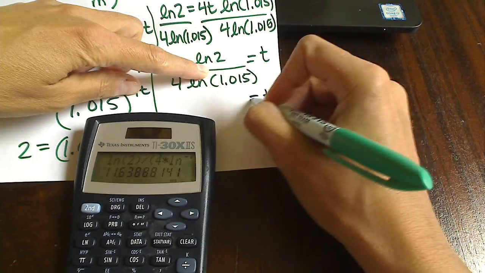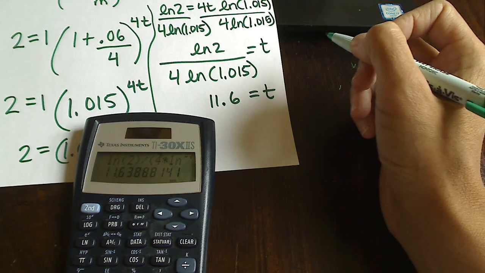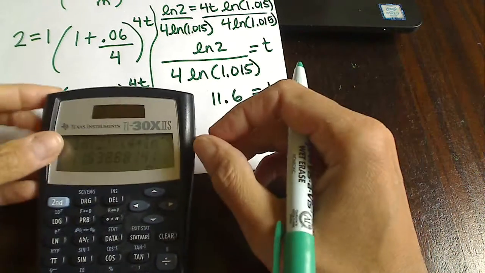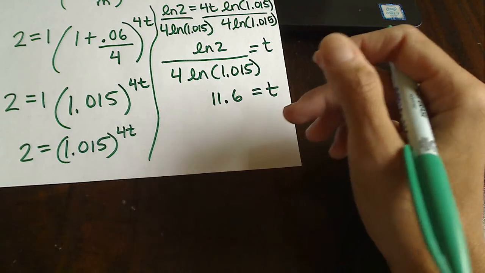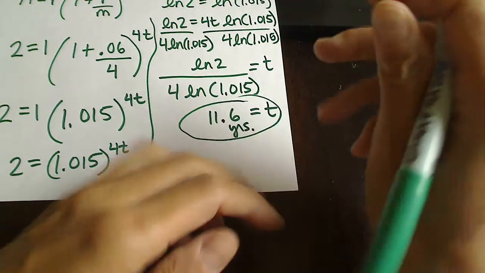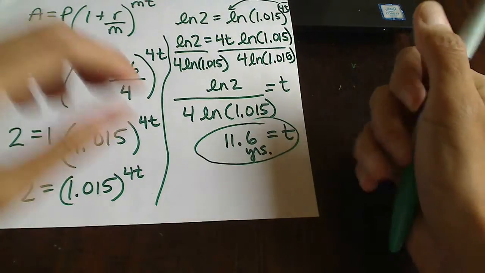And so we get a time here of 11.6, and I forgot to look at the directions on this problem to see what they were asking for in terms of how to round this. They might want you to round it up to a total number of years, but this is years. Okay, so time to double here is 11.6 years.